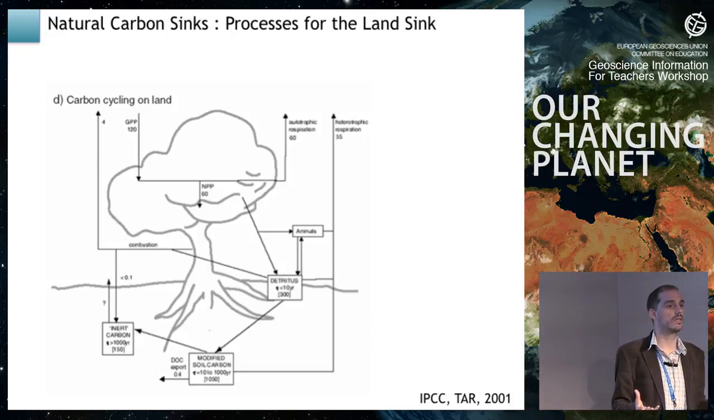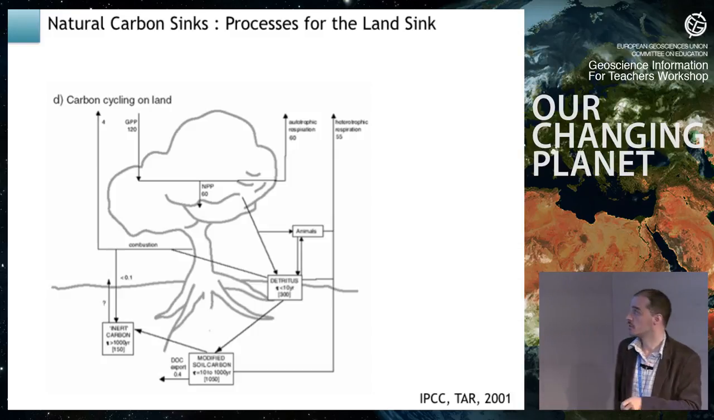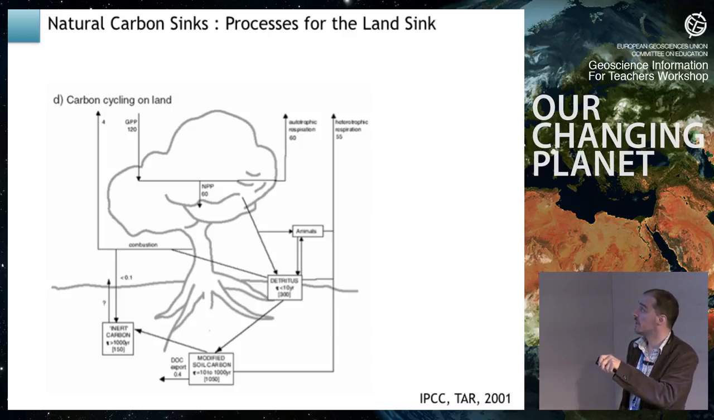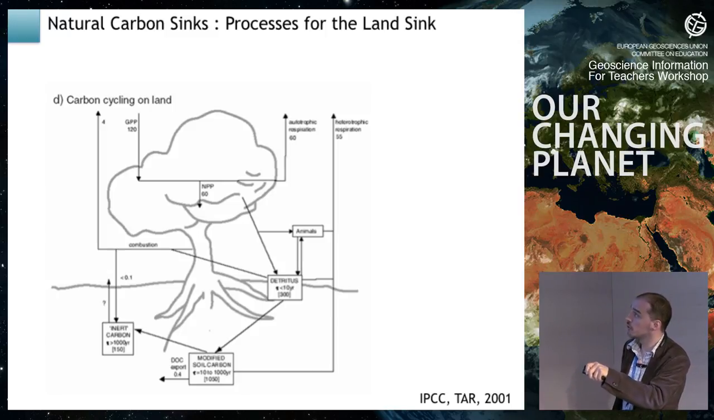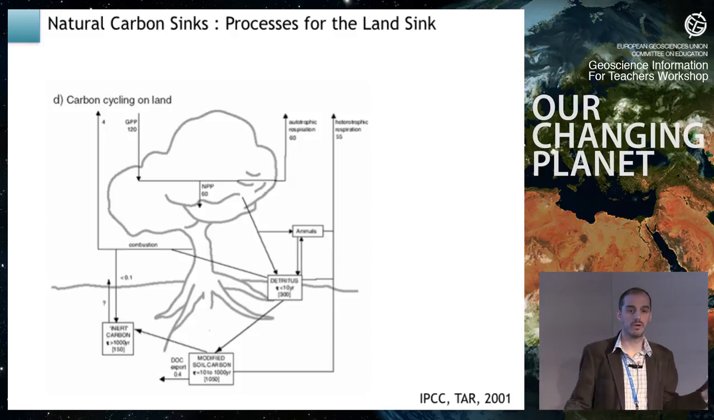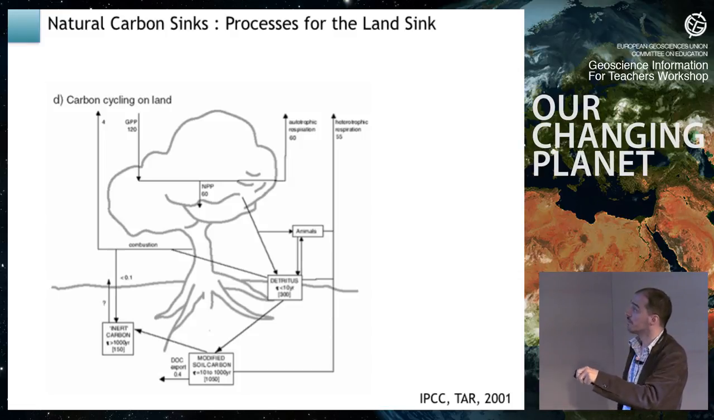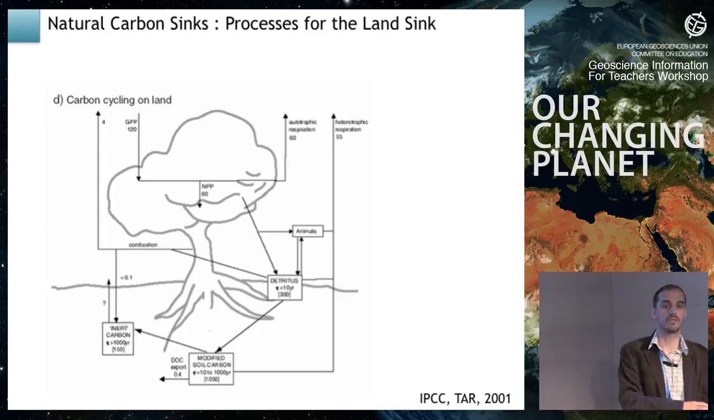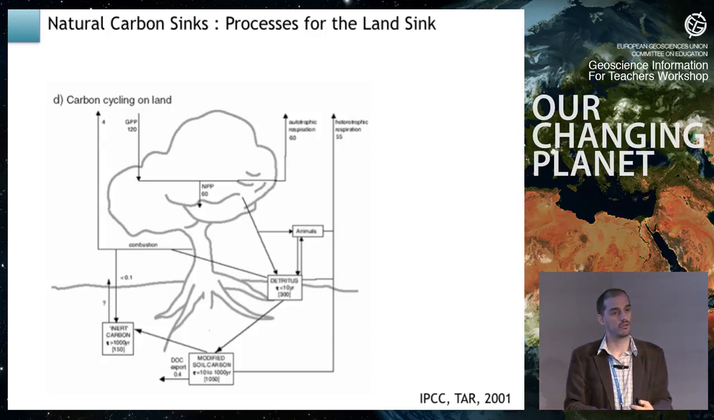So why do we have a land sink and why do we have an ocean sink? First, the land sink. I use this very simple schematic from the third assessment report of the IPCC, 2001, in which you have gross primary production, net primary production, autotrophic respiration, and heterotrophic respiration. So a net carbon sink to the land implies that you have a disequilibrium between basically photosynthesis on that side and respiration. To have a net sink, you need more photosynthesis than you have respiration, whether it's autotrophic or heterotrophic.